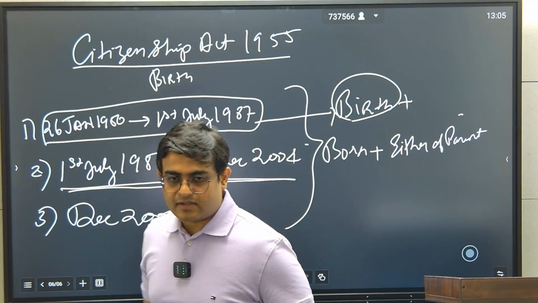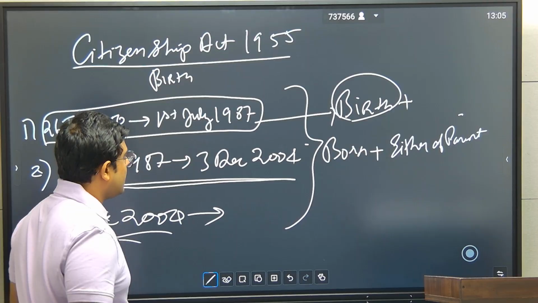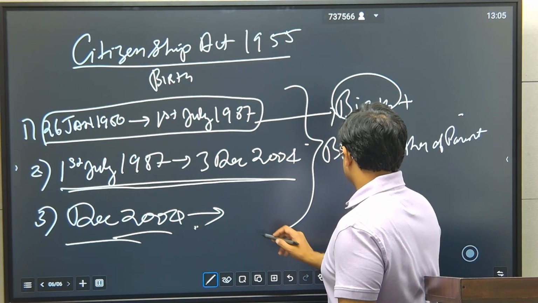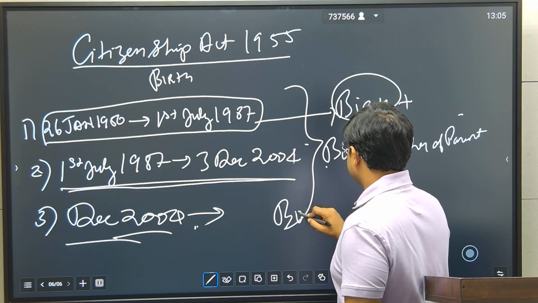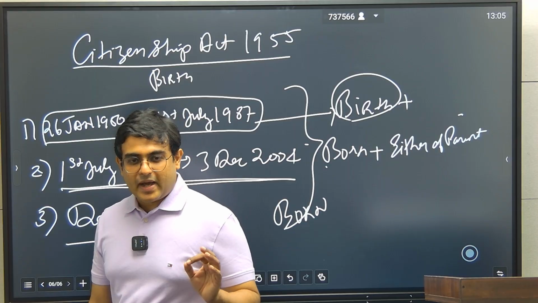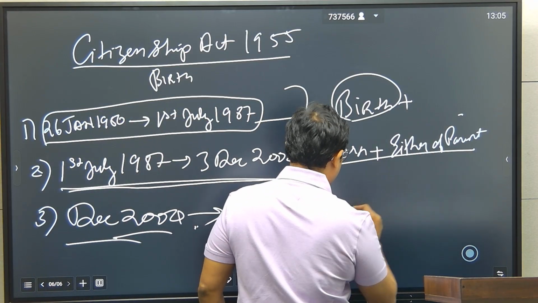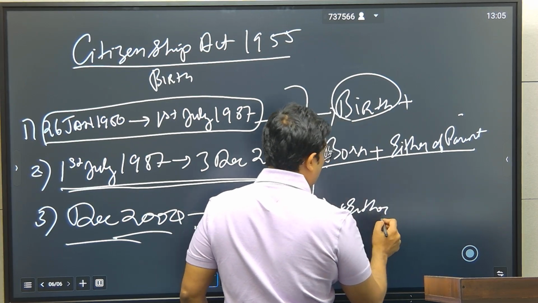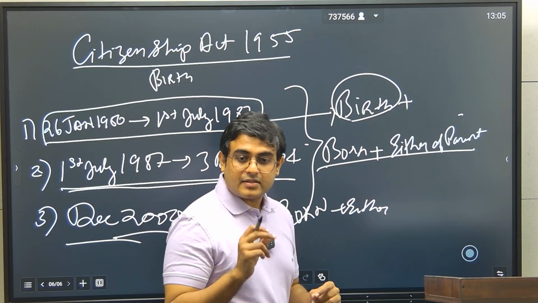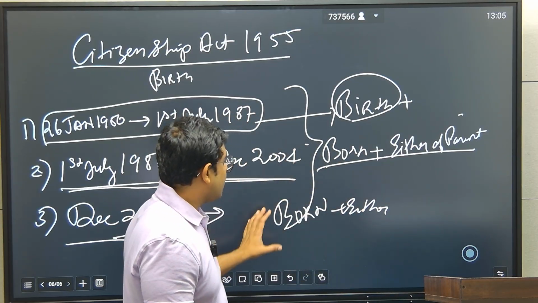Okay. Now, the third segmentation from December 2004 onwards. Those who are born after this date, December 2004, they should be born in India for citizenship by birth, plus either of their parents should be a citizen of India, mother or father, either or both can be a citizen of India, and if it is either, the other parent should not be an illegal immigrant. So this is the one more condition.